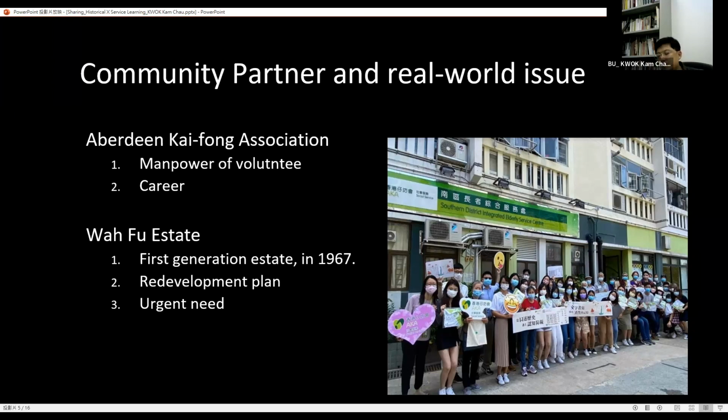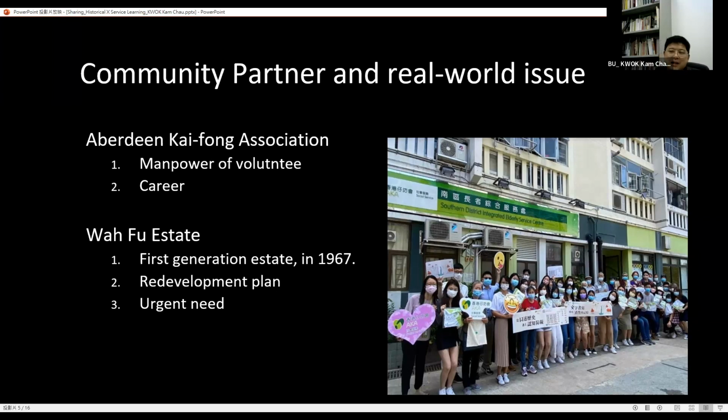And our community partner also found this need. But the point is, they are social workers. They know how to take care of the seniors, but they don't know how to make history. They need our help. That's the foundation of our cooperation.